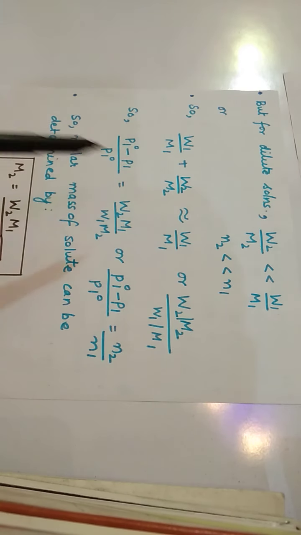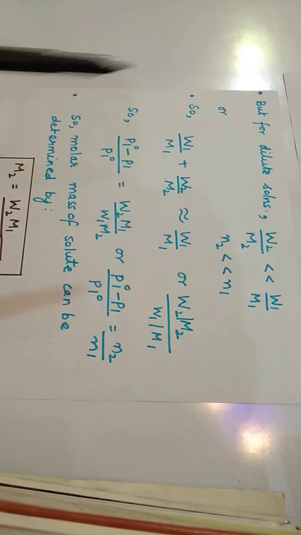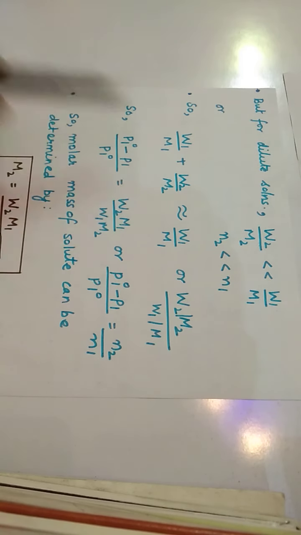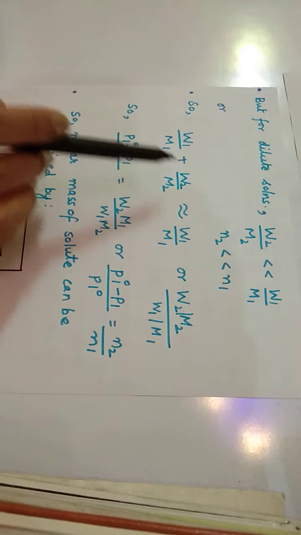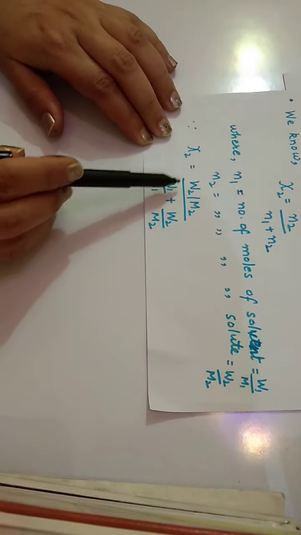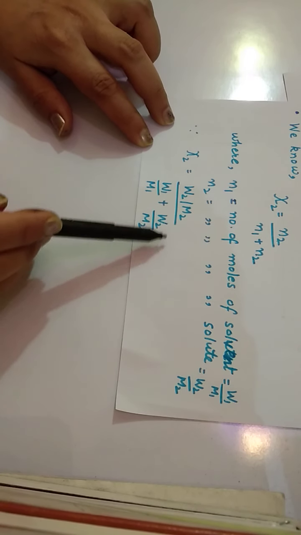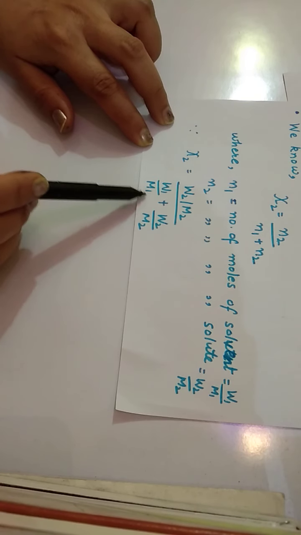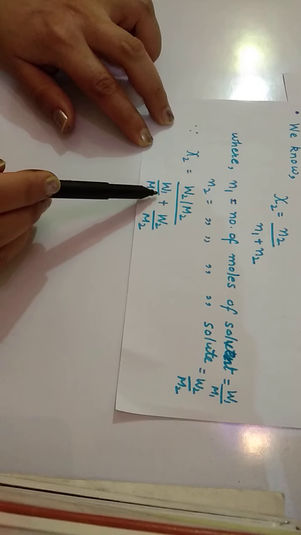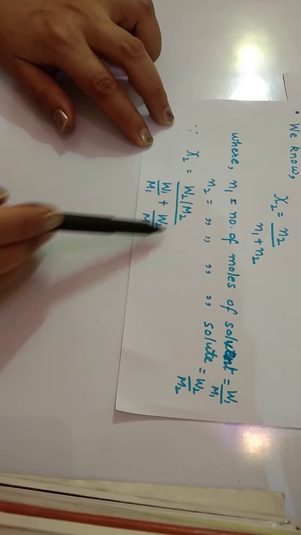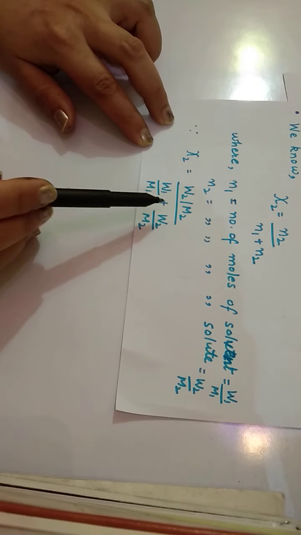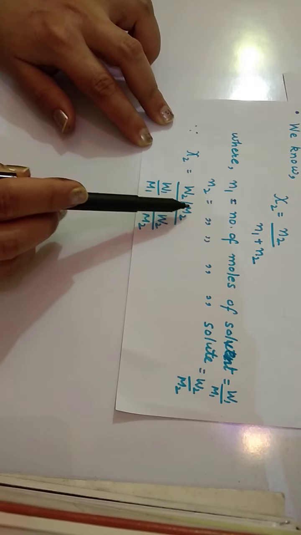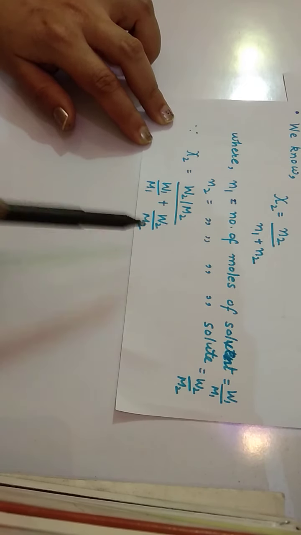So now if you see this formula, W1 upon M1 plus W2 upon M2, then this value becomes negligible. Here children, W1 upon M1 is very large as compared to W2 upon M2, because if a solution is dilute then this value is very large as compared to this value. So we will ignore this value and it will be only W2 upon M2 upon W1 upon M1.